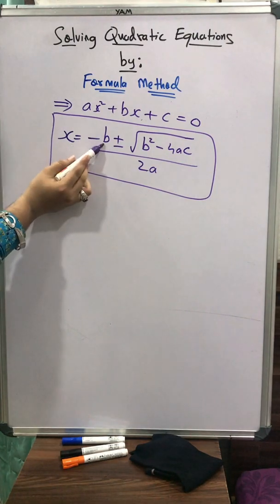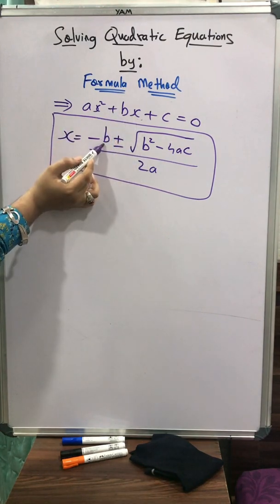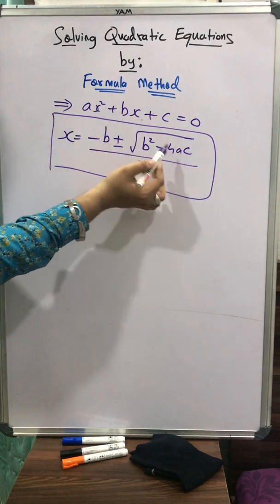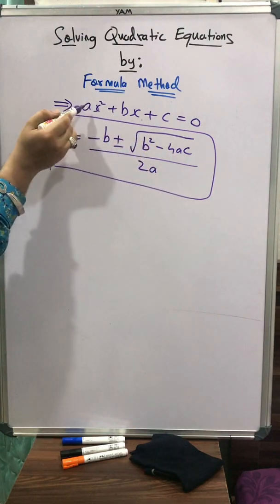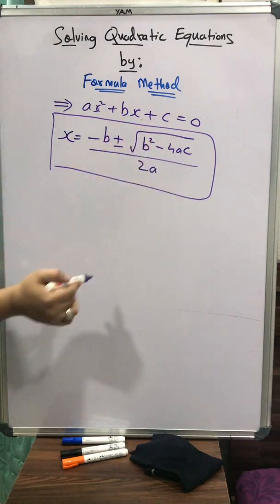What is b? This b, the number associated with x, the coefficient of x, that number will come here. Same here, b. What is a? Any number associated with x square is called the coefficient of x square and is called a, and c is the constant term, the whole upon 2a.